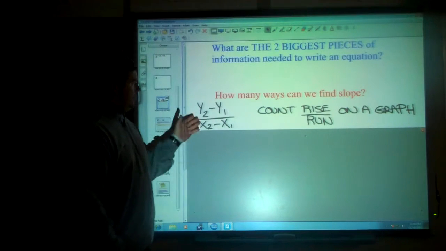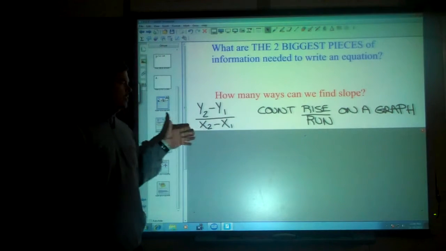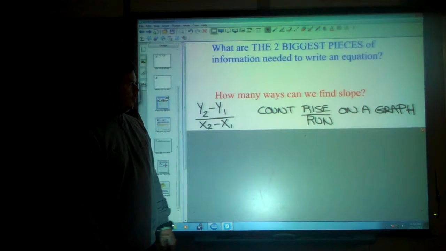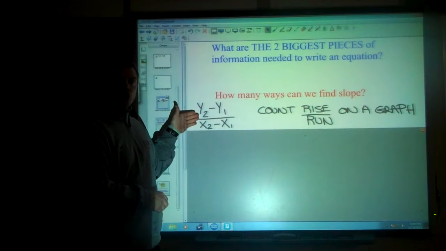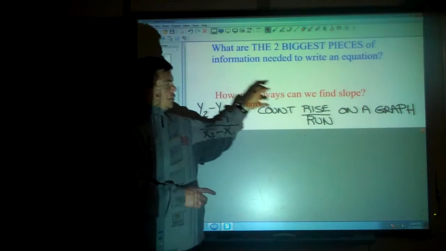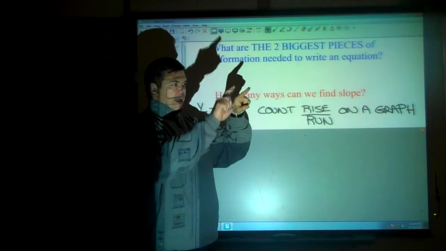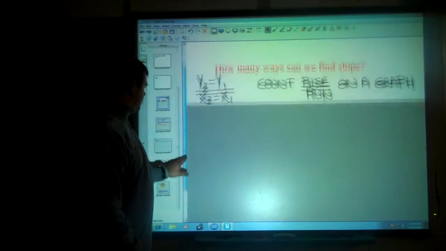For the most part, these are our two best chances of finding the slope at this point. Now, it could be given to us, or we could calculate it using two coordinates, or we could plot the two coordinates on a graph and count with our finger rise over run.